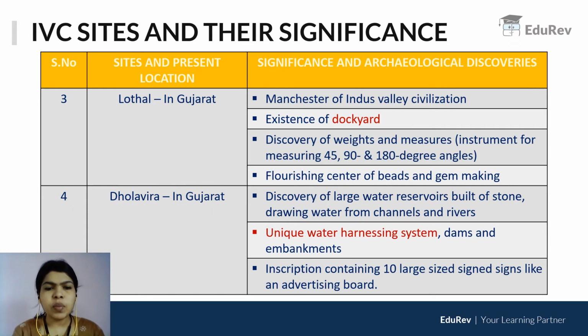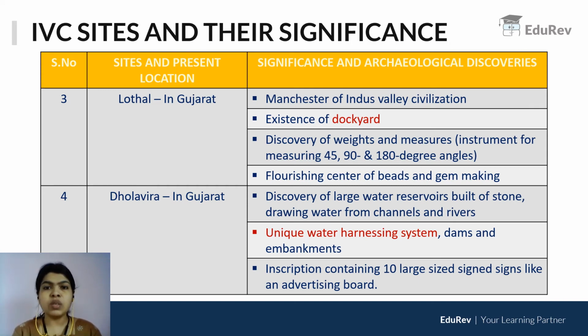And then we are moving on to Lothal in Gujarat. This is said to be one of the important trading stations. It has the dockyard, my dear friends. It has the dockyard. So they used the tidal system to take advantage to move from the rivers towards the sea. And it is called the Manchester of the Indus Valley Civilization.